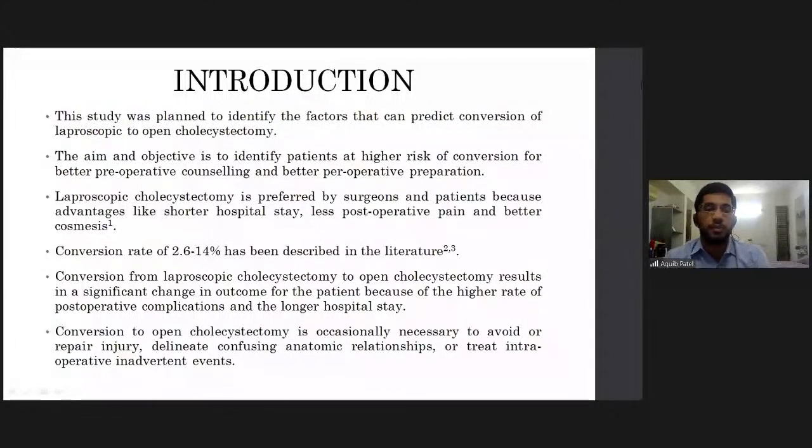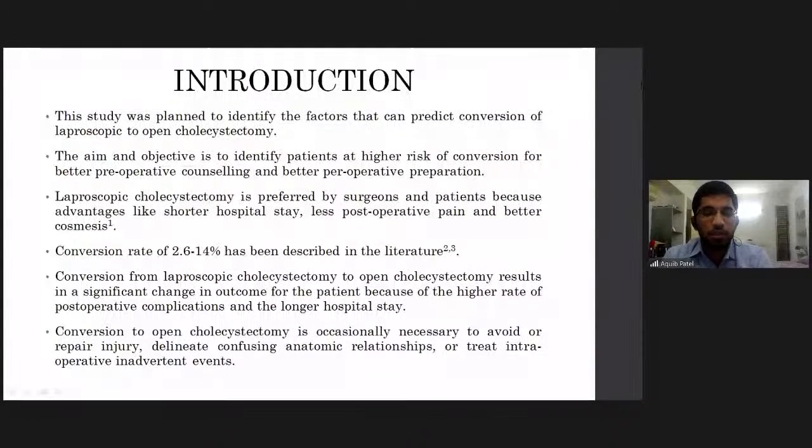Laparoscopic cholecystectomy is preferred by surgeons and patients because it has the advantages of shorter hospital stay, less post-operative pain, and better cosmesis. A conversion rate of 2.6 to 14% has been described in previous literature. Conversion to open cholecystectomy results in a significant change in outcome for the patient because of the higher rate of post-operative complications and the longer hospital stay.